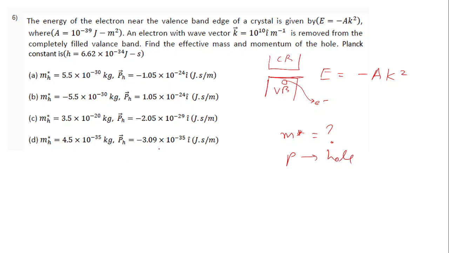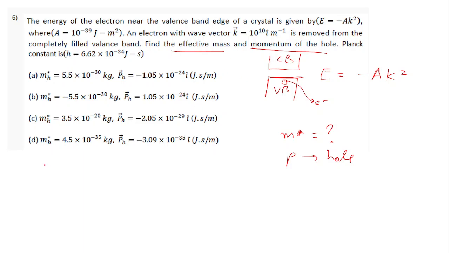Mass for electron is 9.1 times 10 to the power minus 31 kg. For hole, it will be the same. Charge will be opposite because it's the absence of electron, meaning positive charge. Wave vector for electron is this, that means wave vector for hole will be the same magnitude but the sign will be reversed. So this is the relation between hole and electron that we'll use to find the momentum and effective mass of the hole. The formula for effective mass of hole we have not derived, but if we find the effective mass of electron, we can just change the sign and get the effective mass of hole.